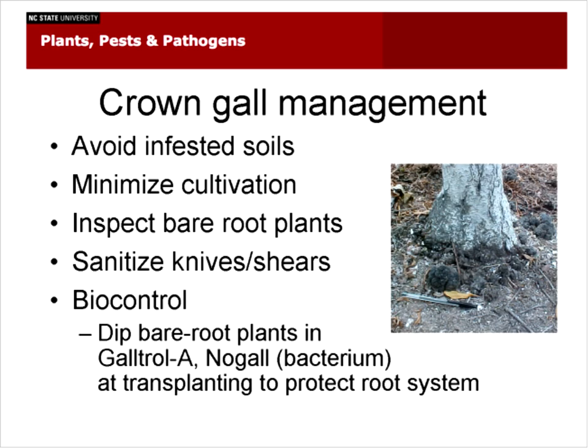For managing this disease, you want to avoid areas that have had the problem in the past. Minimize cultivation, so you're minimizing injuries where the bacterium would invade. Of course, inspect your bare root plants when you get them in to make sure they don't have crown gall in the first place. Sanitation of any knives, shears, or equipment used in propagation is important. And in some cases, I don't know if this is available for homeowners, but the use of a biocontrol bacterium can help prevent and protect root systems if it's used at planting time.